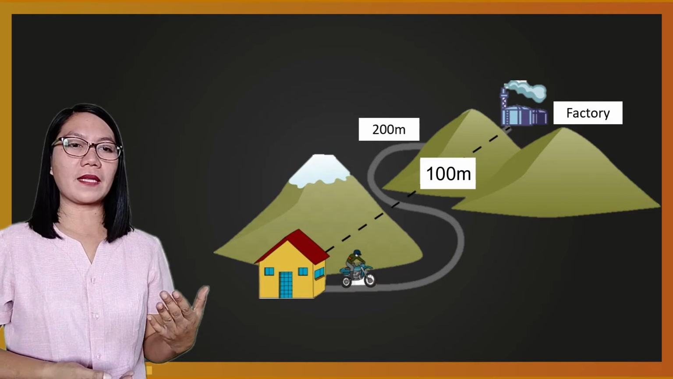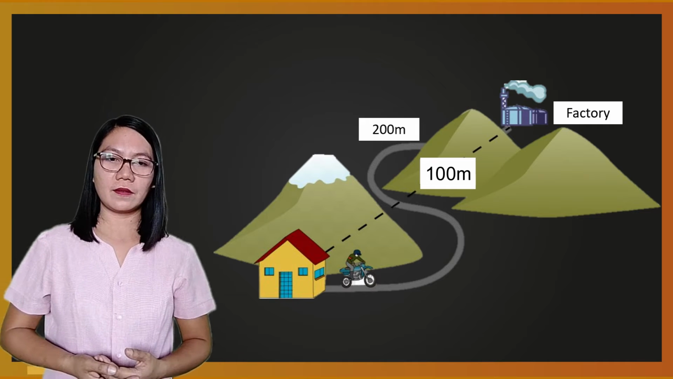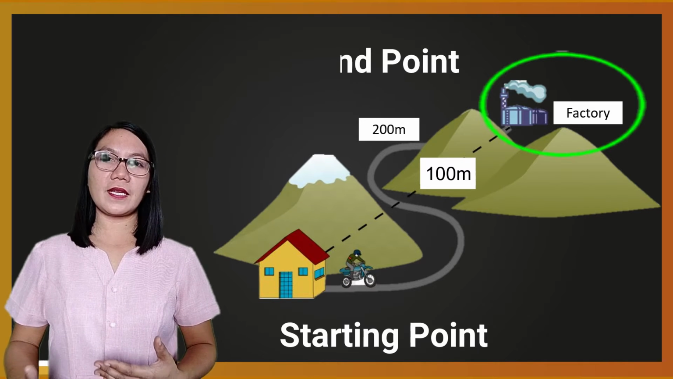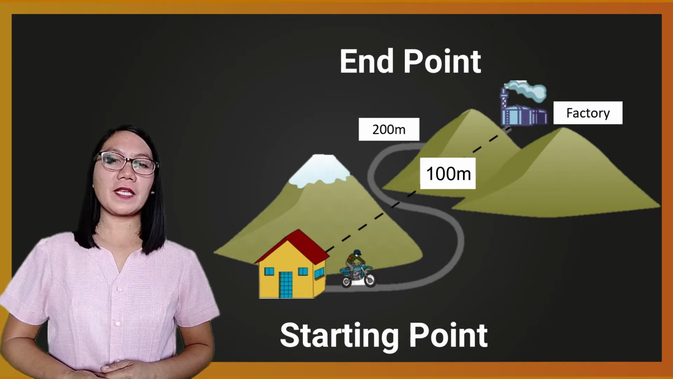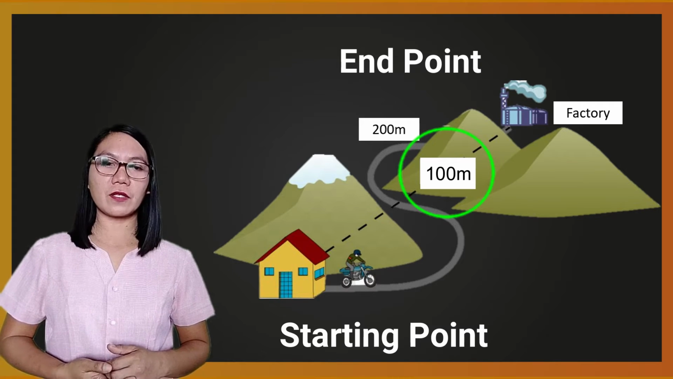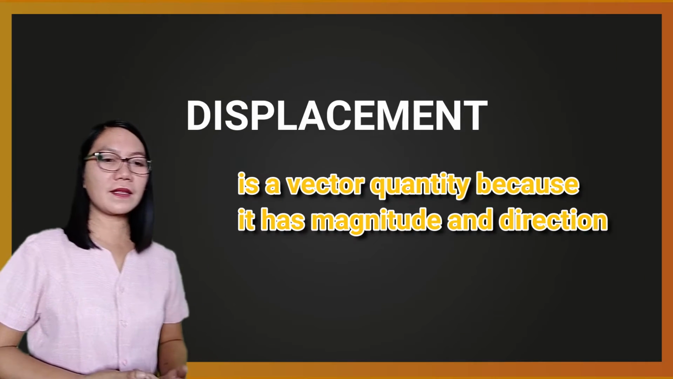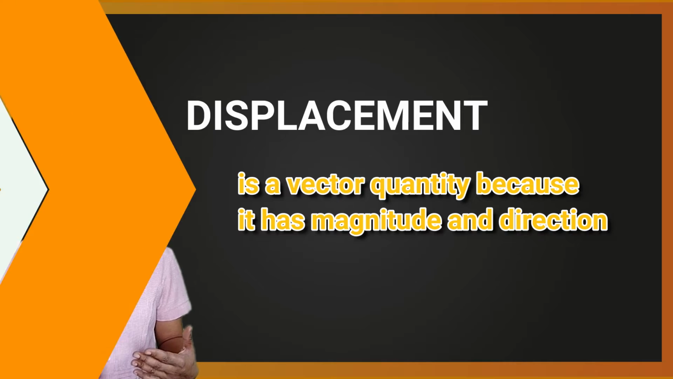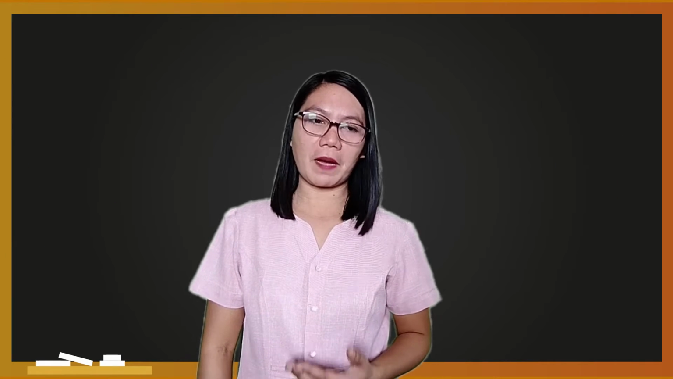Can you identify the man's starting point and end point? The man's starting point is his house and the end point is the factory. So, the displacement of the man is 100 meters to the northeast. Displacement is a vector quantity because it has magnitude and direction. Always remember that distance follows the roadmap and it is a scalar quantity that measures only the magnitude, while displacement follows the shortest distance. And it is a vector quantity that measures not only the magnitude but also includes the direction.